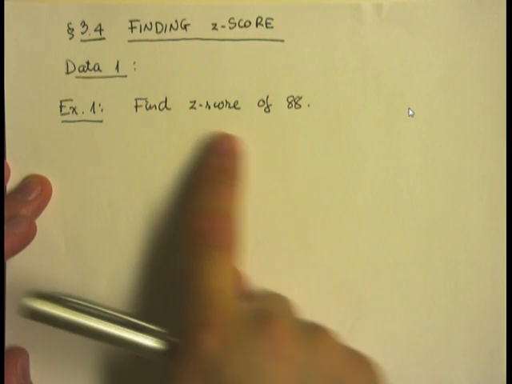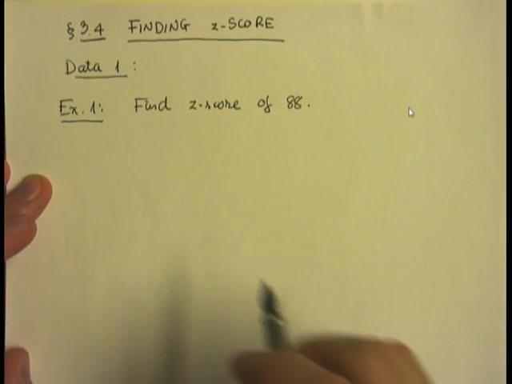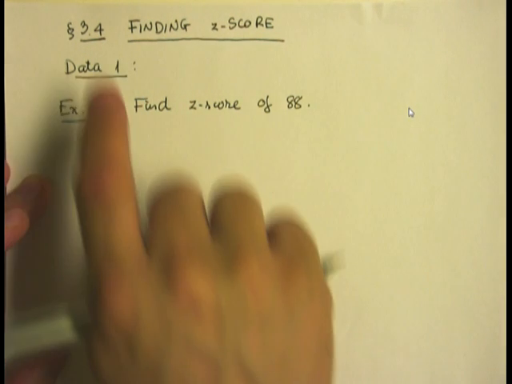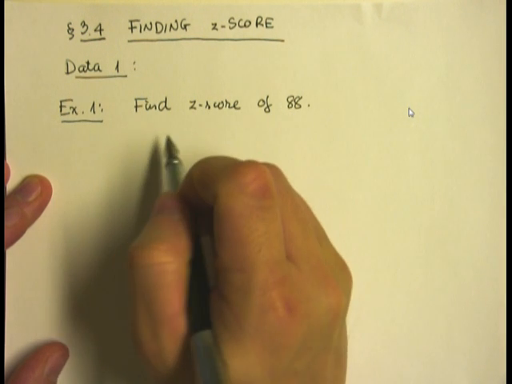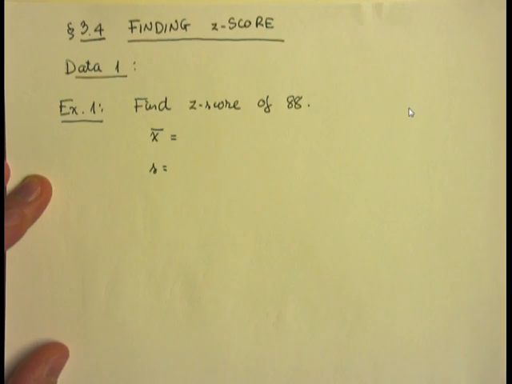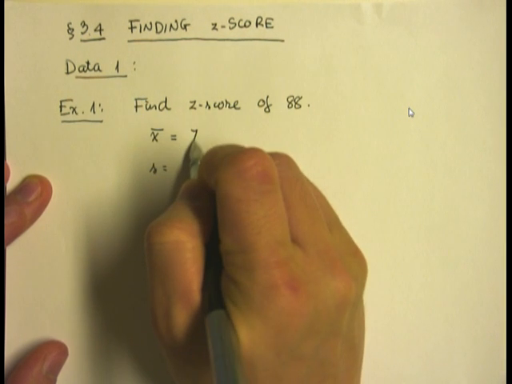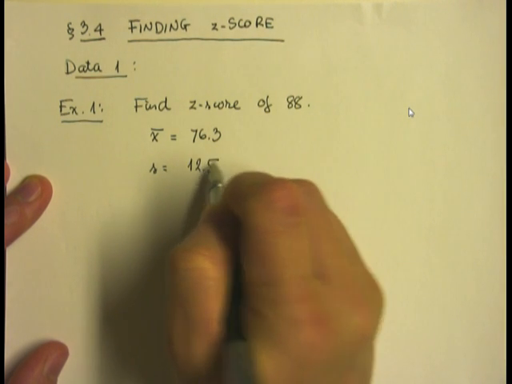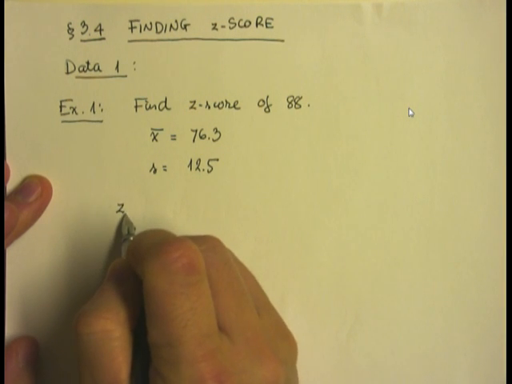Now z-score is a way to represent how far 88 is away from the mean in terms of the number of standard deviations. And so, for any data set, in order to find a z-score for any data value, you need to know the mean value and the standard deviation for the whole data set. So now, in our data set 1, the mean value is 76.3 and the standard deviation is 12.5.